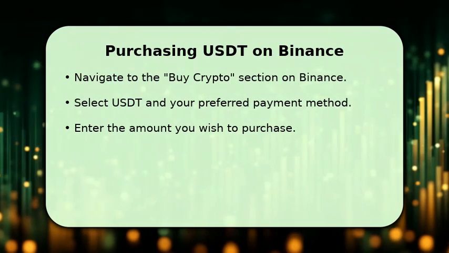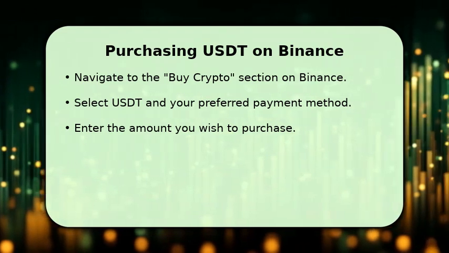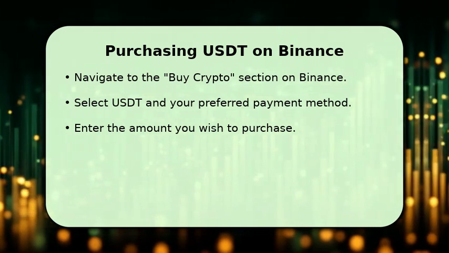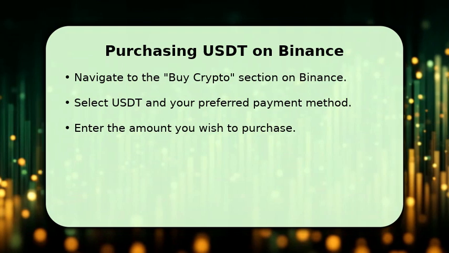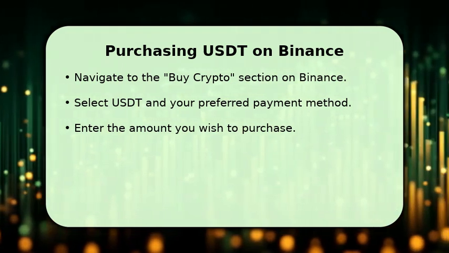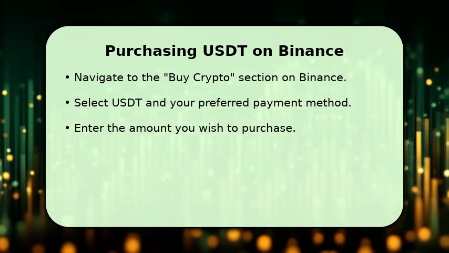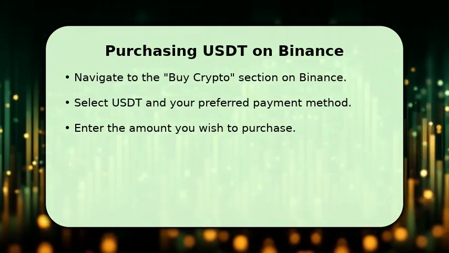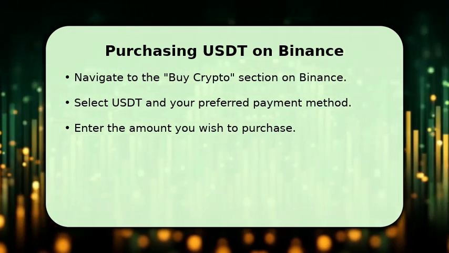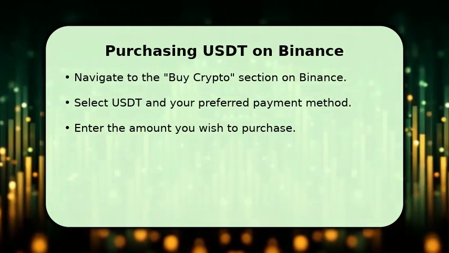With funds in your account, you're ready to buy USD. Head over to the Buy Crypto section on the Binance platform. Here, you'll select USD as the cryptocurrency you wish to acquire. Choose your preferred payment method, whether it's fiat currency from your bank or another crypto you've deposited. Enter the exact amount of USD you want to purchase, then review the transaction details carefully before confirming your order.